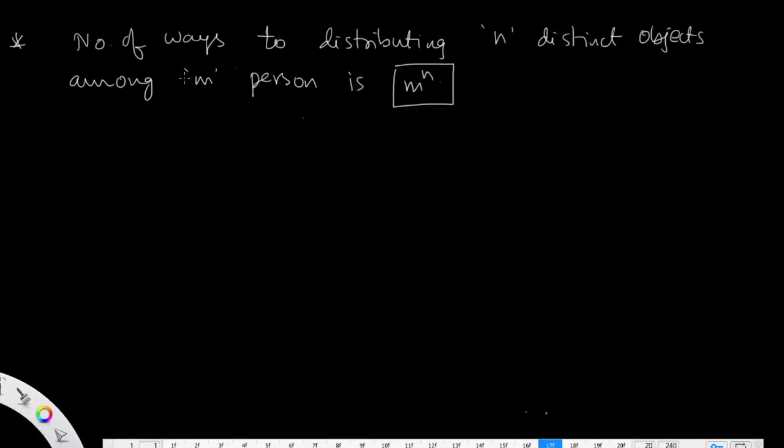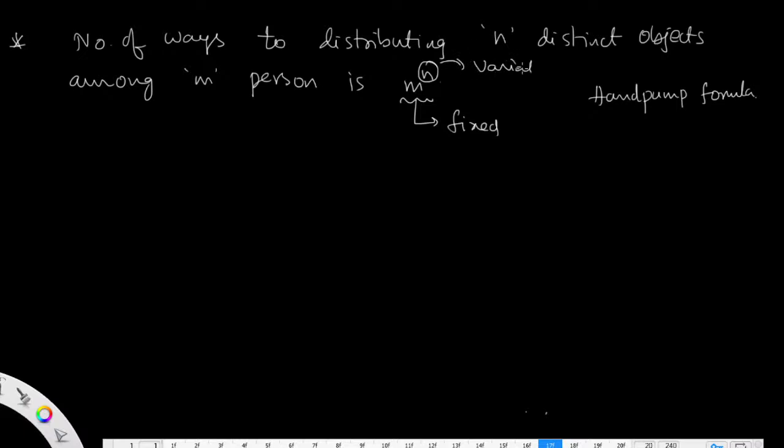So this formula can be remembered by the hand pump formula. So m is fixed here, n is variable. m is always fixed, n is always variable. Okay, so that is the basic formula.